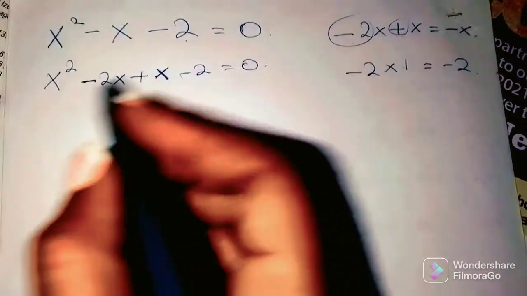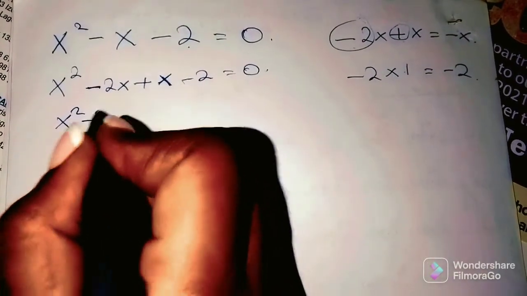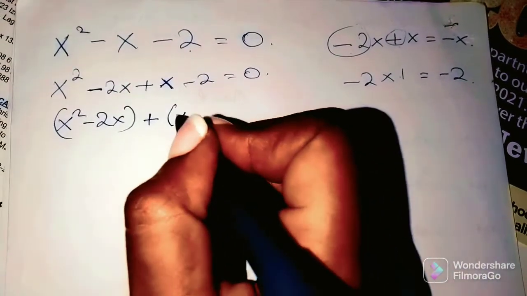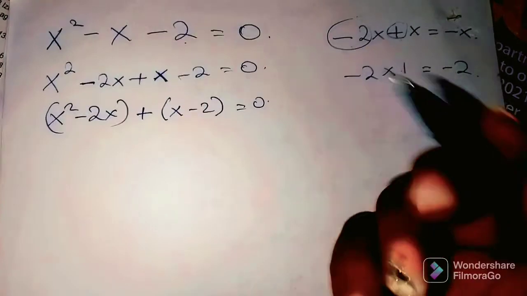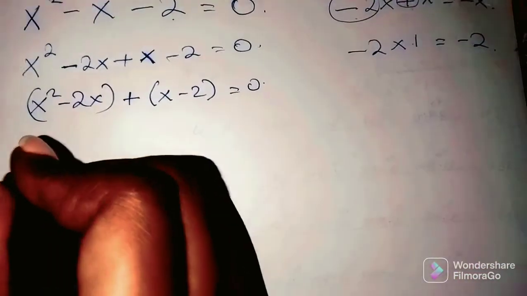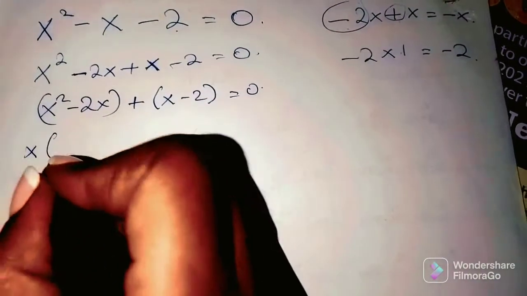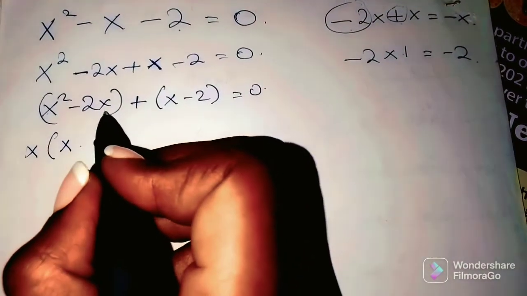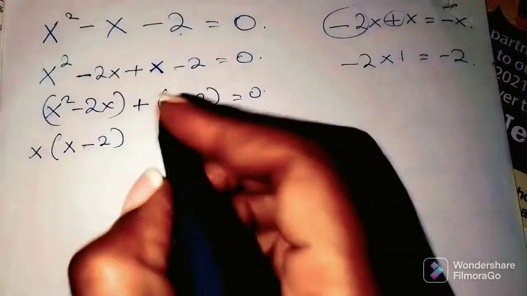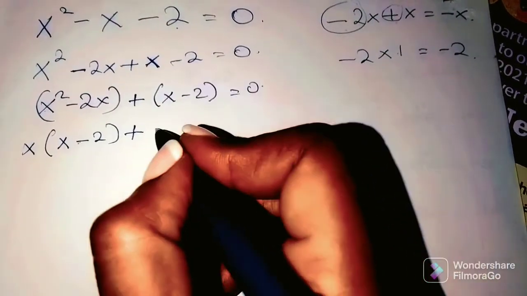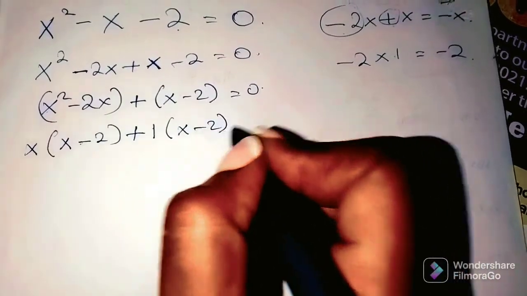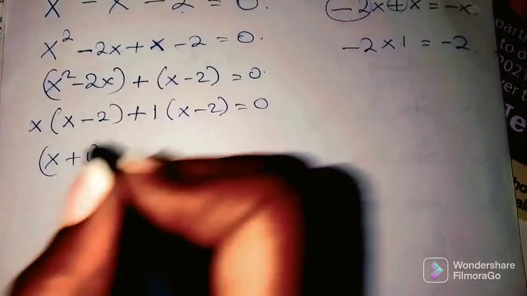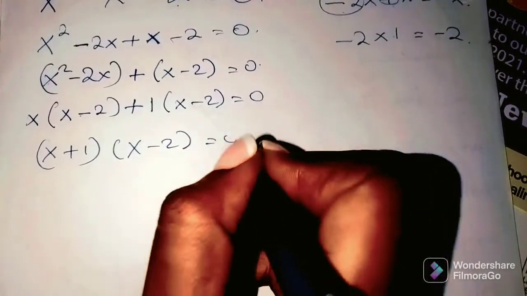So we're going to factorize this. Break it down. First of all, x squared minus 2x plus, I've also put this in the bracket, x minus 2 equal to 0. So we break this down further. If we divide through by x, we bring x out of the bracket. x squared over x gives us x. Minus 2x over x gives us minus 2. Plus, what is here? We have an invisible 1 in front of this bracket already. So our final factors will be x plus 1, bracket x minus 2 equal to 0.